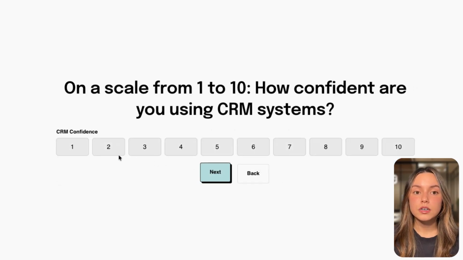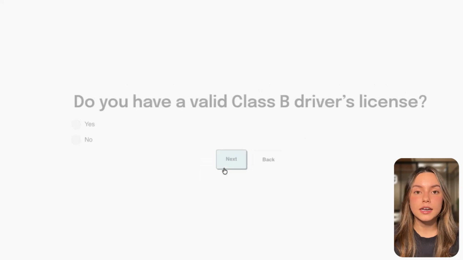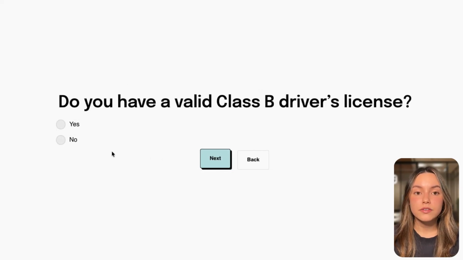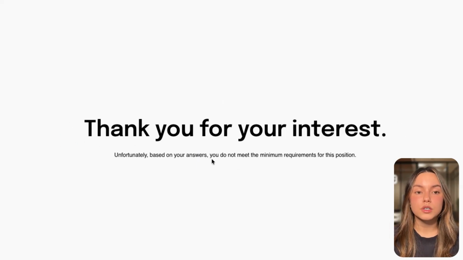Step number 4, skill check. Here we use a scale. On a scale of 1 to 10, how confident are you in using CRM systems? This gives a better sense of ability than a yes or no. Step number 5, knockout question. Now we introduce logic. For example, do you have a valid driver's license? If the answer is no, we can immediately route them to a rejection page. This saves time by filtering out unqualified leads early.